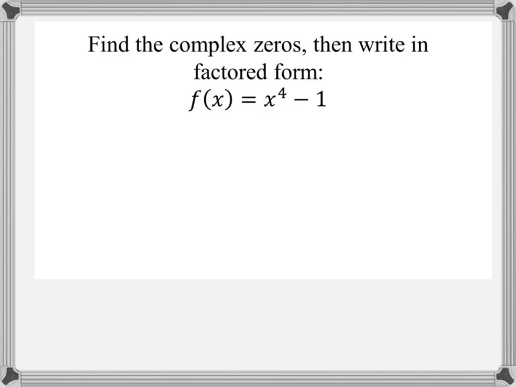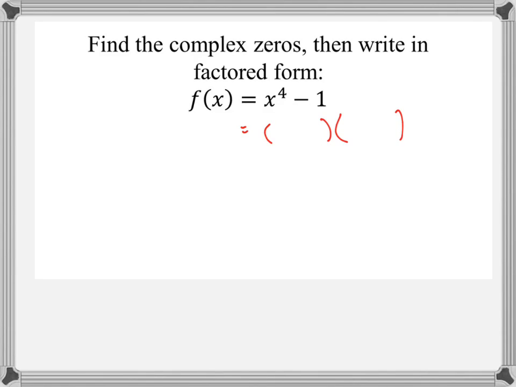Find the complex zeros, then write in factored form. f of x equals x to the 4th minus 1. Okay, so now this one's a little simpler because we don't need to go through quite as many steps as we did in the last one, because this is actually a difference of squares, and we can partially factor this.